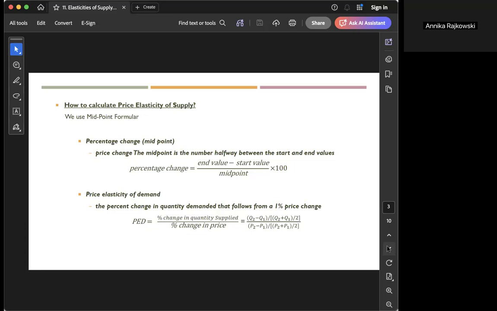And then, how to calculate price elasticity of supply, oh my God, I made a typo over there. Price elasticity of supply is the percent change in quantity supplied that follows from a 1% price change. So if you remember this, most elasticity questions become mechanical calculations, so it'll be easier. So try to remember. I'm going to update that part later.